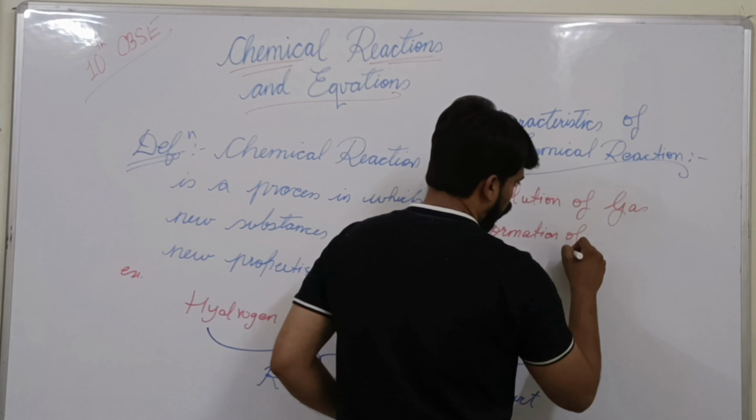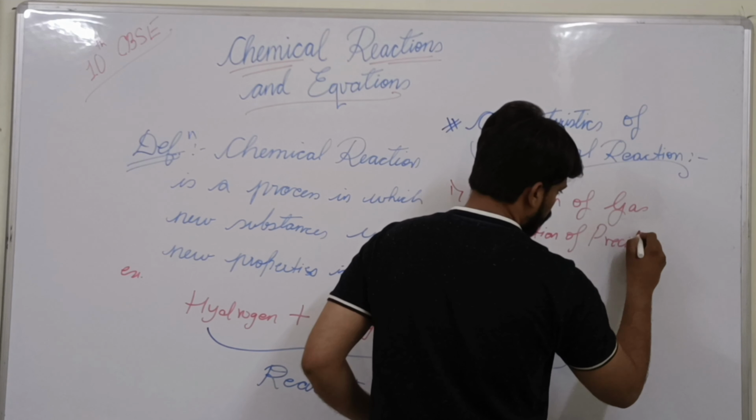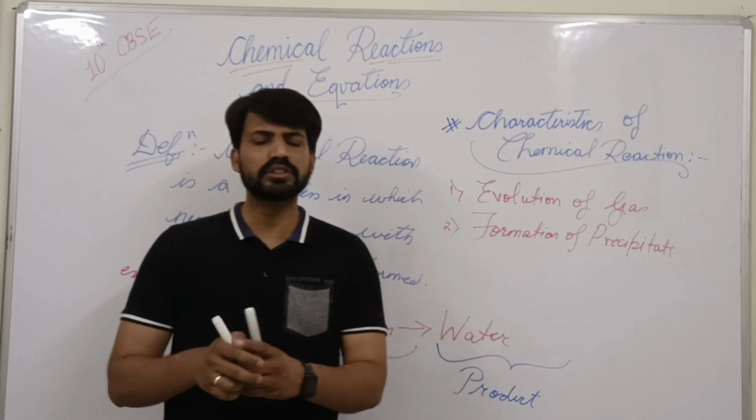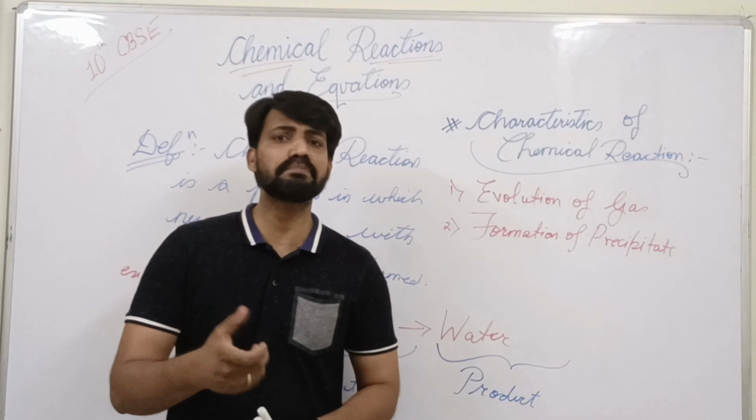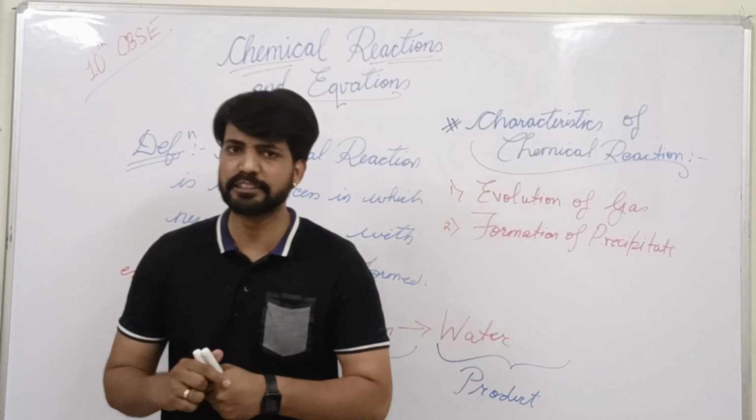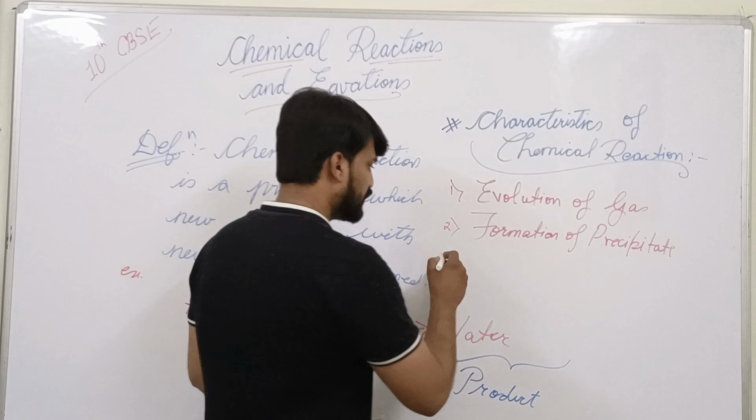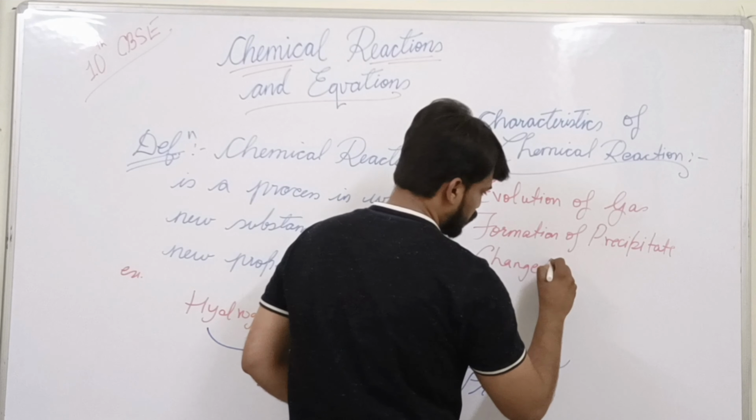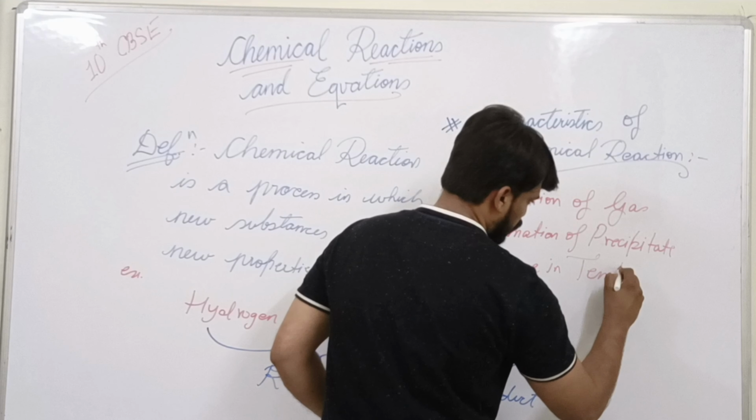Next is formation of precipitate. Whenever two substances react together and a precipitate is formed as a product, then we can say that yes, a chemical reaction has been done. Then next is change in temperature.